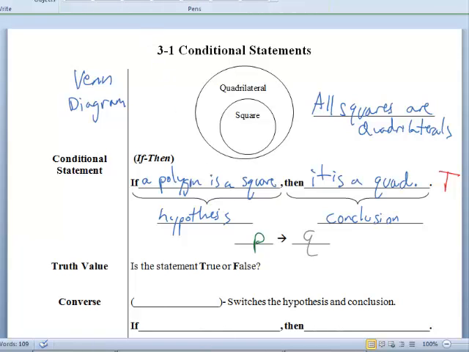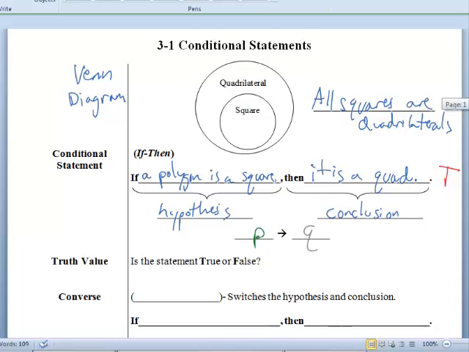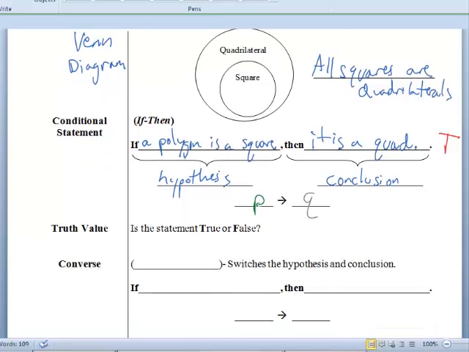The next kind of statement I can make is a converse. The converse, here in the parentheses, we can write backwards. The converse takes our original statement and makes it backwards. It switches the hypothesis and the conclusion. So the converse of my statement would then be, if a polygon is a quadrilateral, and again, abbreviating, then it is a square. This switches both the hypothesis and the conclusion, so my symbols become if Q, then P.